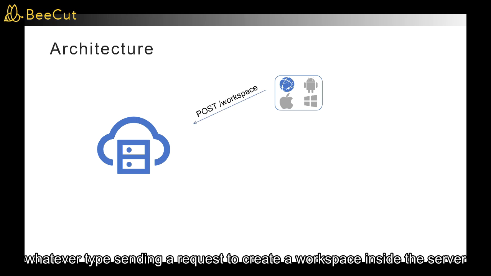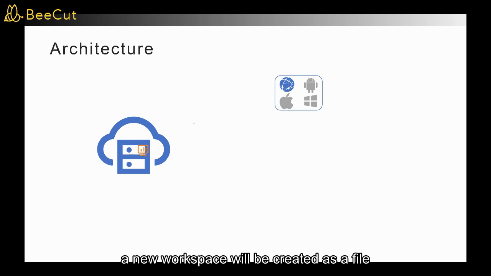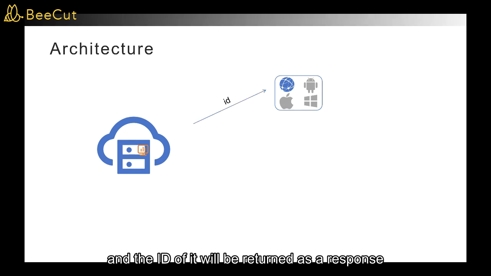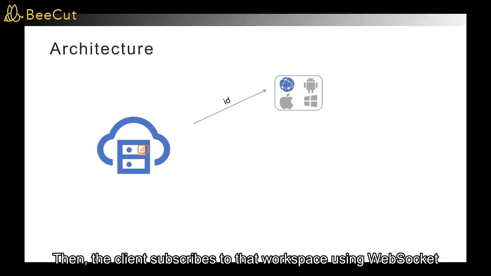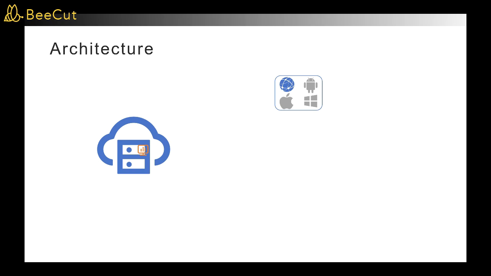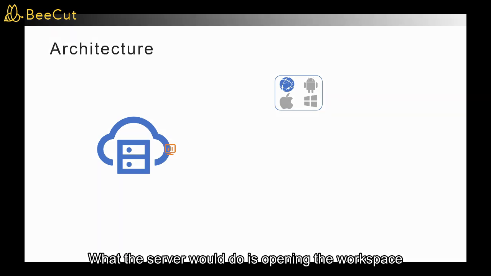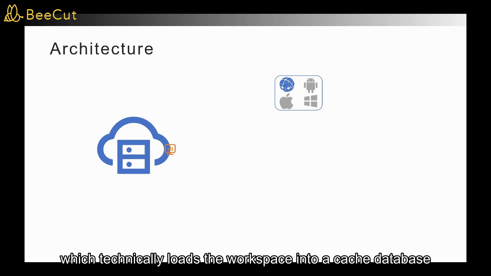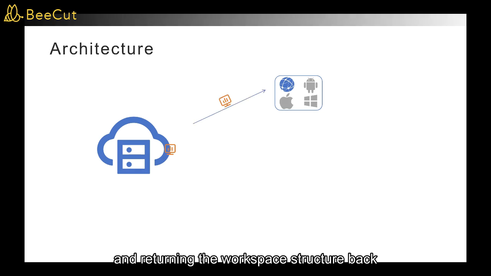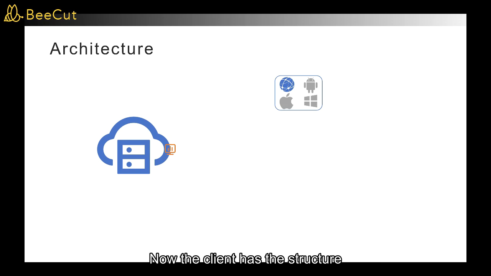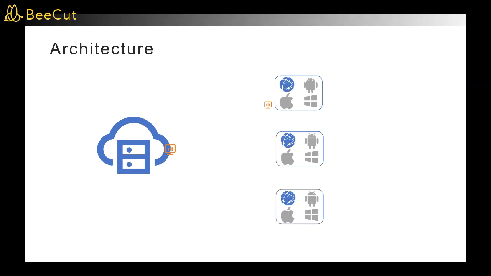So first of all, we have a server running, and a client of whatever type, sending a request to create a workspace. Inside the server, a new workspace will be created as a file, and the ID of it will be returned as a response. Then, the client subscribes to that workspace using WebSocket. What the server would do is open the workspace, which technically loads the workspace into a cache database, and return the workspace structure back. Now the client has the structure so that it can render and show it.